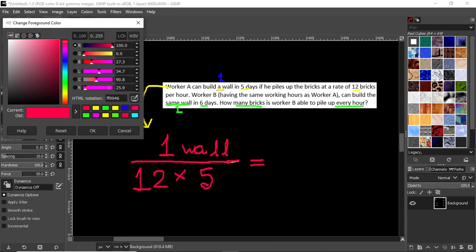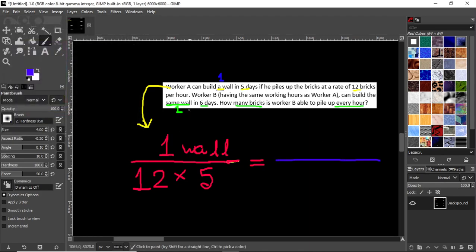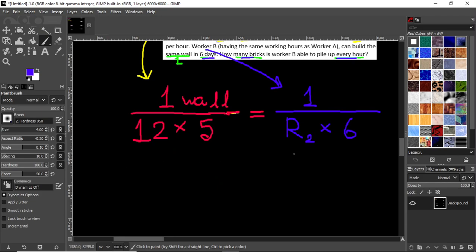Now this is going to equal the same expression for worker B. So for worker B, we have the same 1 wall, and we need to find the rate, so I'll put R2 here, and this is multiplied by 6 days, because worker B does this in 6 days. And voila, we have our equation all set up. Now we just need to solve this, and the easiest way, I think, would be inverting both sides, taking the reciprocal of both sides. So if we do that, it's 12 into 5 divided by 1, that's 60 on this side. That will equal 6 into R2 divided by 1, which is just 6 into R2.